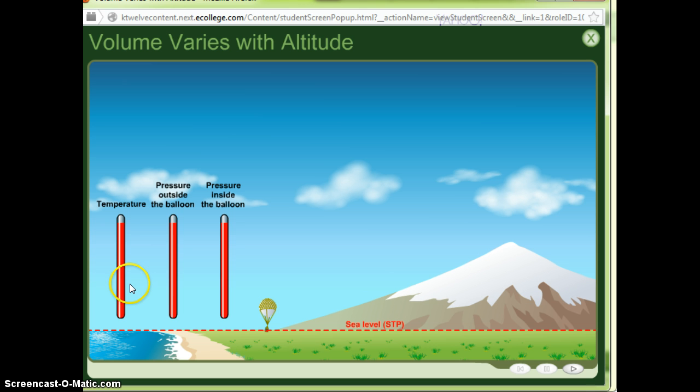Okay, so we're going to look at a few things about how volume varies with altitude. Remember, I just said that if you're flying in an airplane, your ears are going to pop because there's less air up here because there's less gravity. And because of that, your eardrums are going to pop because there's less atmospheric pressure.